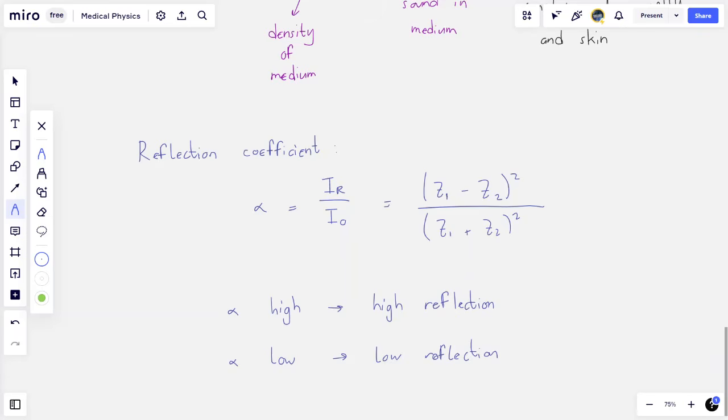But if the values for Z1 and Z2 are very different, and you can do this with some simple mathematical analysis, you'll see that the reflection coefficient is very high, close to 1, which is the maximum amount of reflection that you can have. And so for very different acoustic impedances between media, lots of reflection happens. For similar acoustic impedances, not so much reflection happens. So that's what the reflection coefficient can tell us.